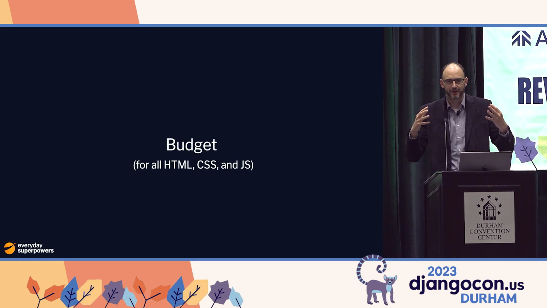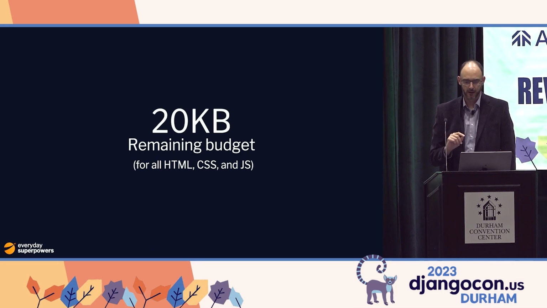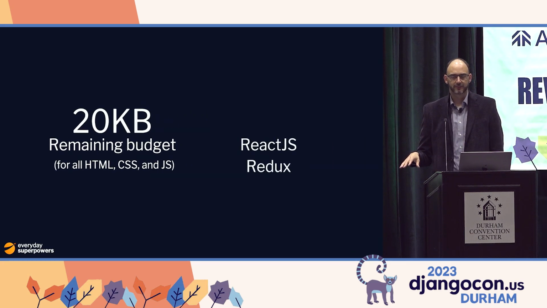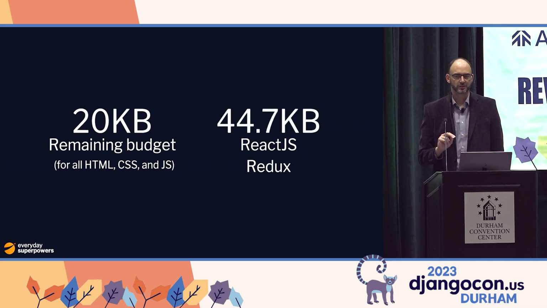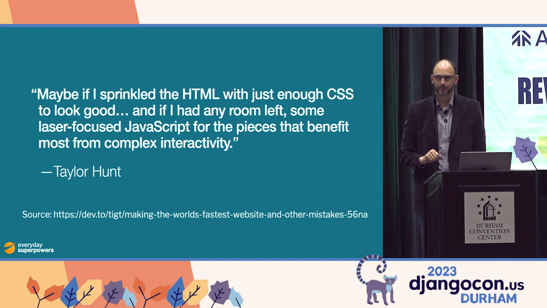But he figured, okay, let me experiment and see if I could open up a little bit more budget. And after a bunch of experimentation, he found he could get 20K more to still have a really good experience. Now, the production web app used React.js and Redux. And both of those together were more than twice his budget. And after considering all of his other options, he realized the SPA pattern just would not fit in this situation. With so little room, he thought, maybe if I sprinkled HTML with just enough CSS to look good, and if I had any room left, some laser-focused JavaScript for the pieces that benefit most from complex interactivity.